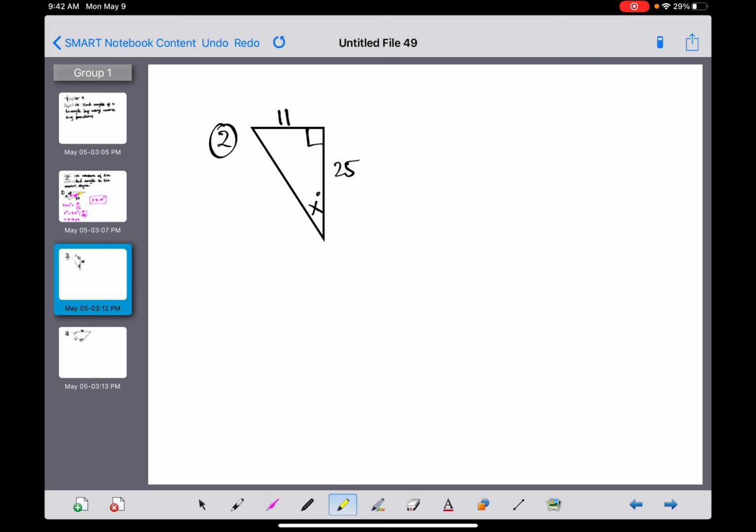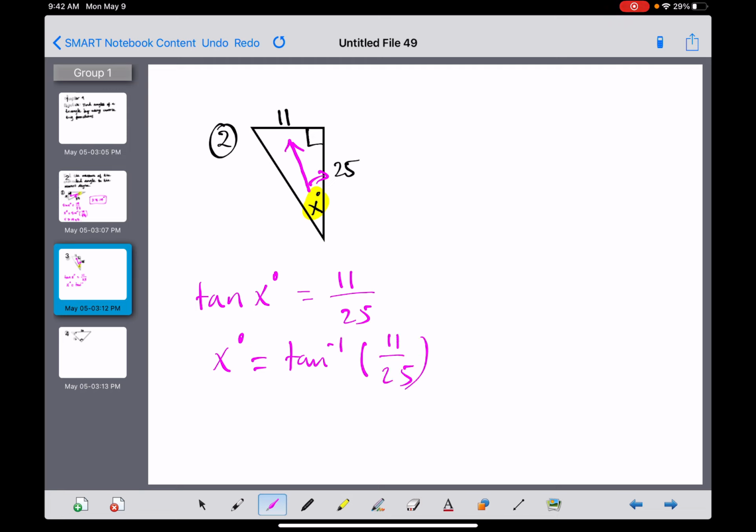Number 2, same thing. We're given this angle right here that we have to find, and across from that is the opposite, and right here, that's the adjacent. So same thing, ask yourself what trig function uses opposite over adjacent. That has to be tangent. So tangent x equals opposite over adjacent. Then since we need to find the angle, we have to use the inverse function. So it'll be tan inverse 11 over 25.